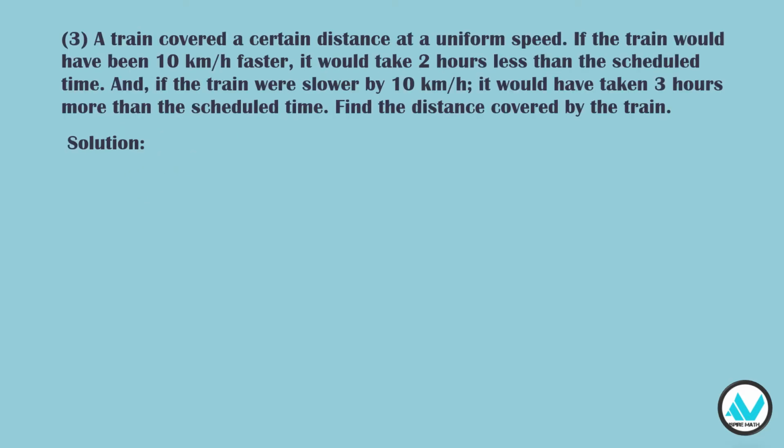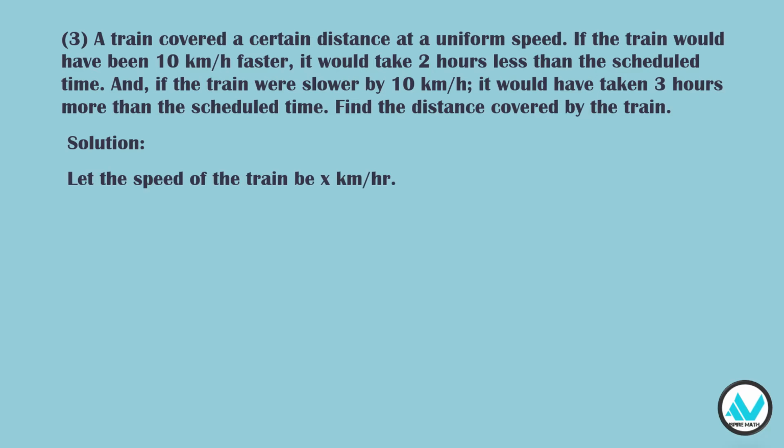Now let's move on to the third question. A train covered a certain distance at a uniform speed. If the train would have been 10 km per hour faster, it would take 2 hours less than the scheduled time. And if the train was slower by 10 km per hour, it would have taken 3 hours more than the scheduled time. Find the distance covered by the train. Now let's move to the solution.